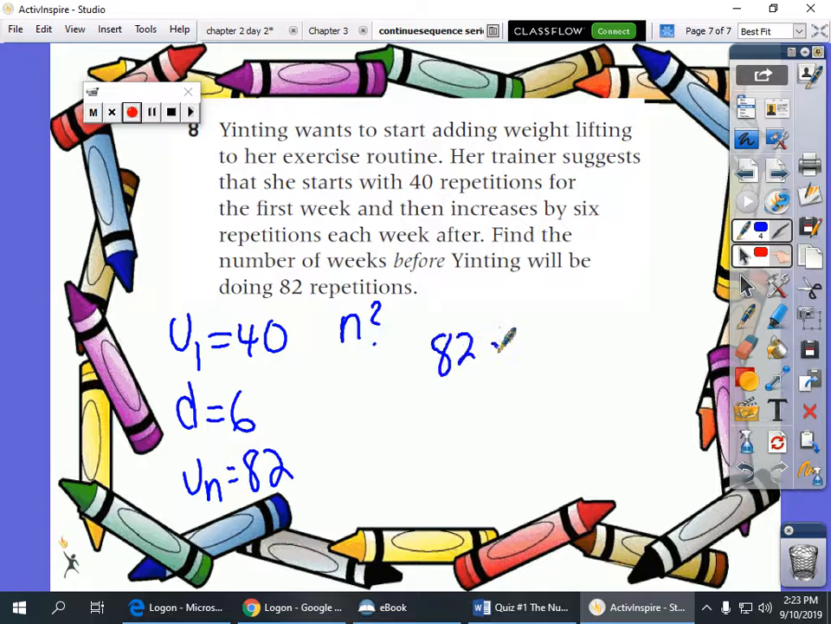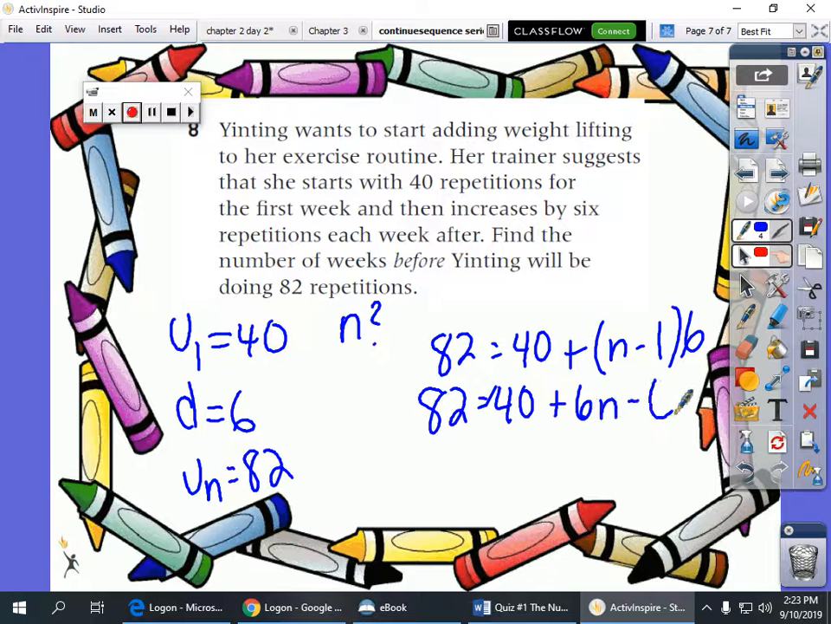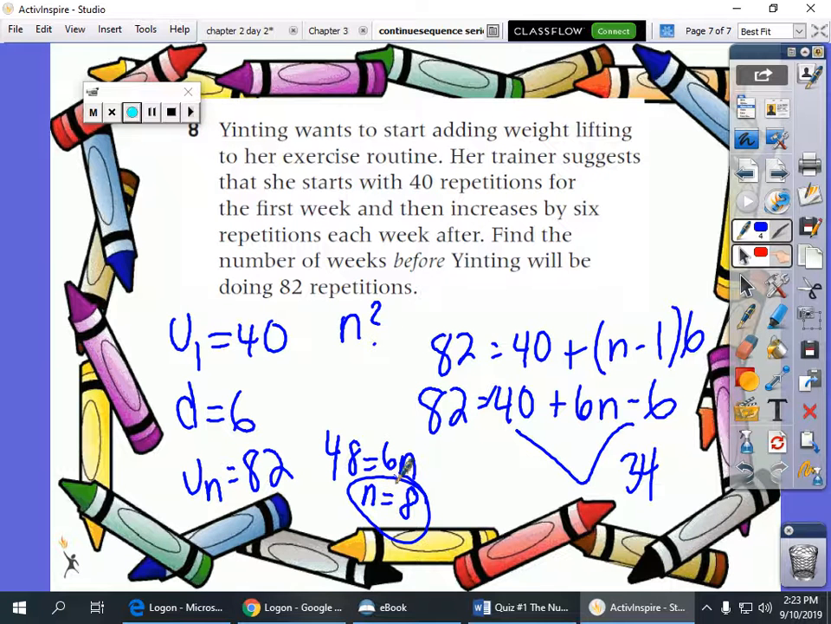So I have 82 equals 40 plus n minus 1 times 6. I'm going to solve, but I'm going to use what property? Distributive property. So 82 equals 40 plus 6n minus 6. This makes 34. 82 minus 34 is 48. 48 equals 6n. N equals 8 in 8 weeks. Easy peasy, lemon squeezy, yes.